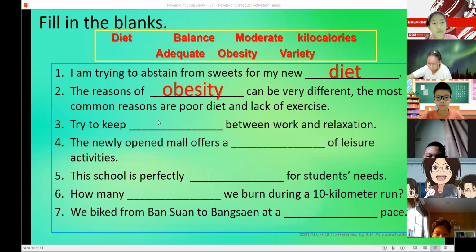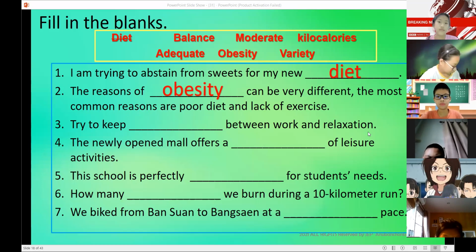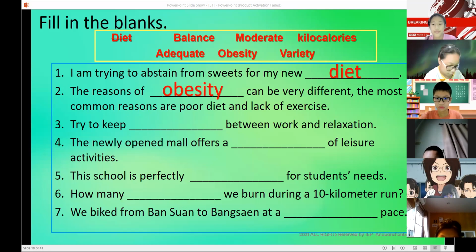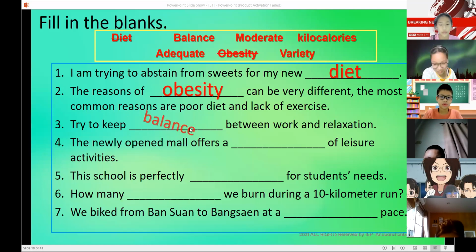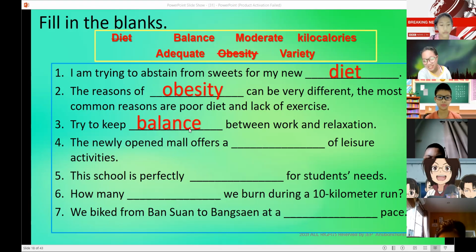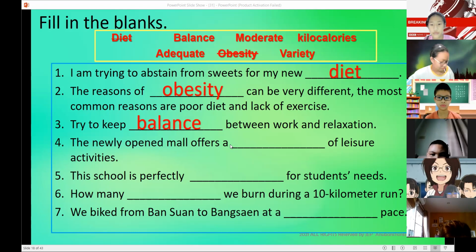What about number three? Try to keep blank between work and relaxation. Who wants to answer? Natchanan, what is your answer here for number three, please? Natchanan, what's your answer for number three? Balance, very good. Try to keep balance between work and relaxation. Supakrit for number four. The newly opened mall offers a blank of leisure activities, different types. What's your answer?